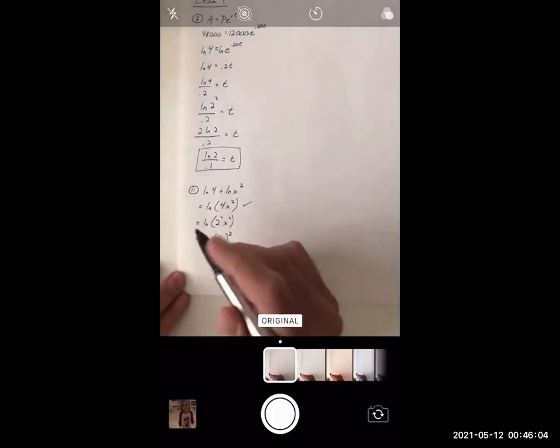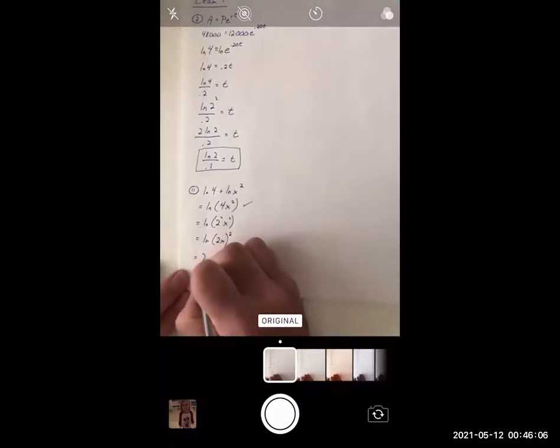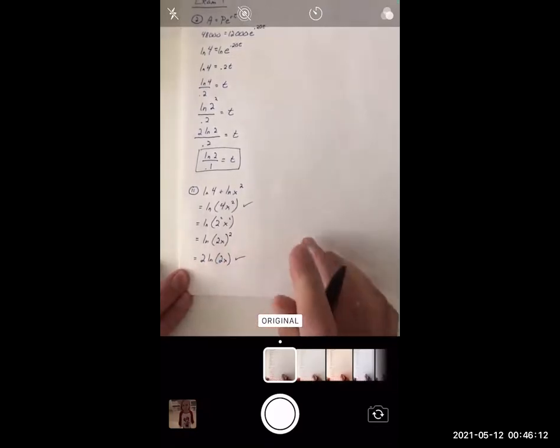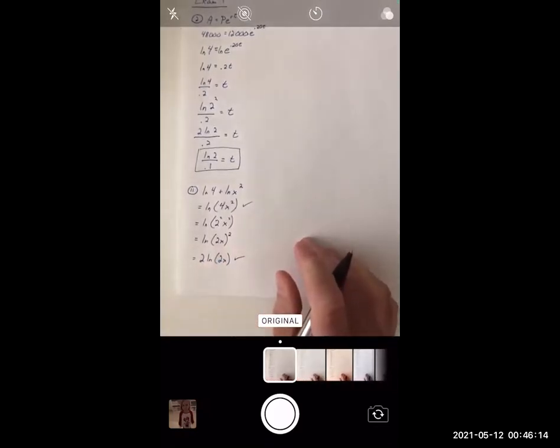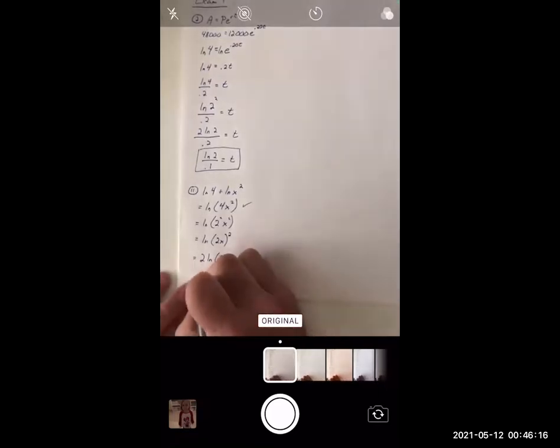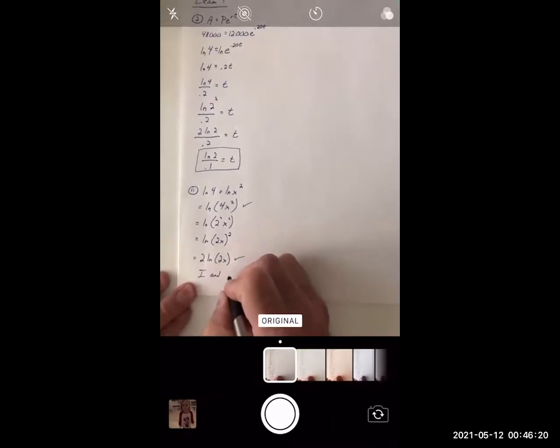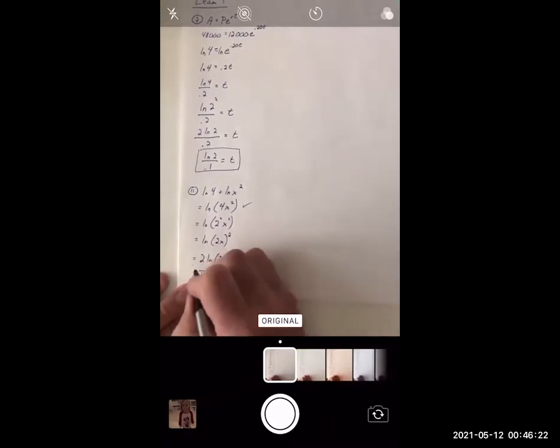And now you can pull that exponent down and get 2 ln of 2x. So that was the other one. So that was choices 1 and 3. Oops, sorry, 2 and 3.